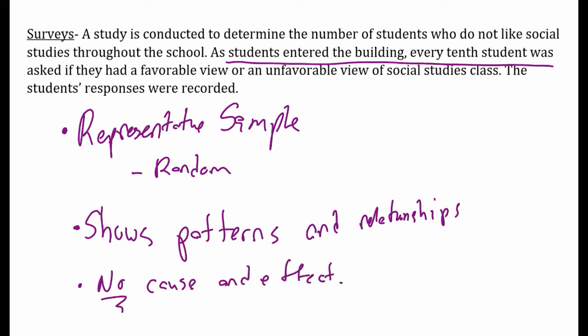So you can't say that, let's say you were looking at gender and favorite subject. With a survey, you can't say that a person's gender caused them to like a certain subject. There's no cause and effect relationship that we get from surveys and observational studies. We just see these patterns and can describe them. So how do we get a cause and effect relationship? That's what we have experiments for.